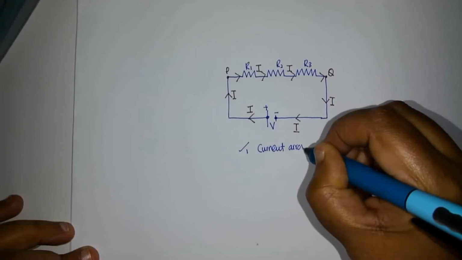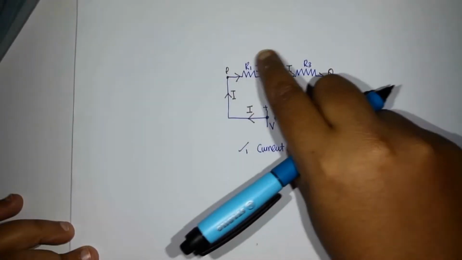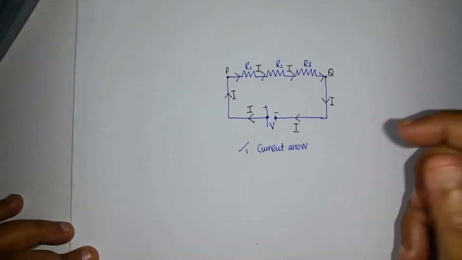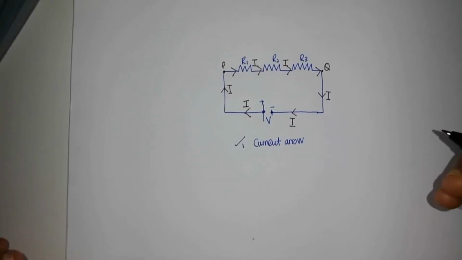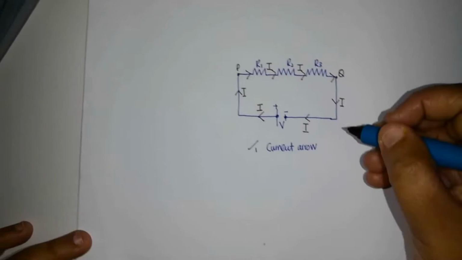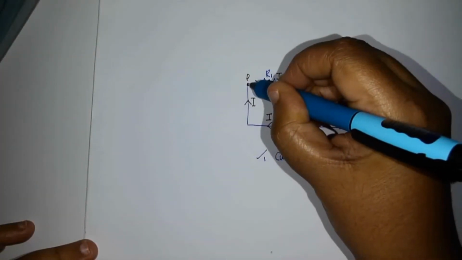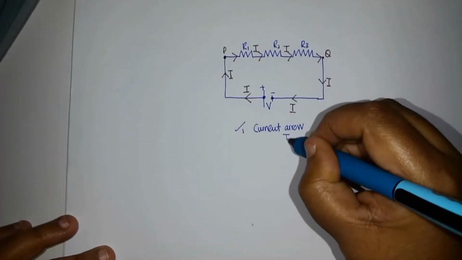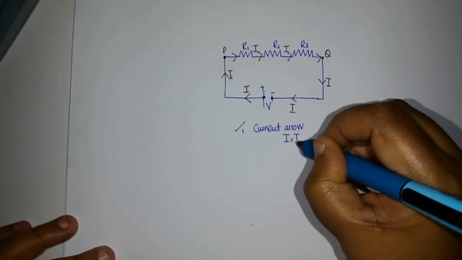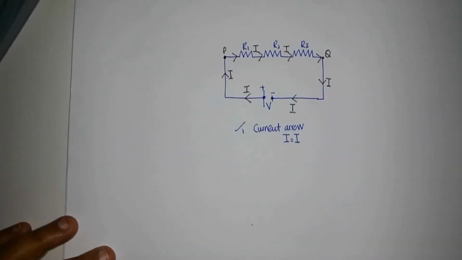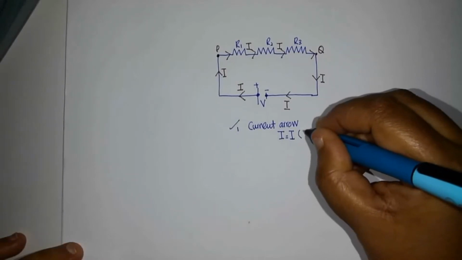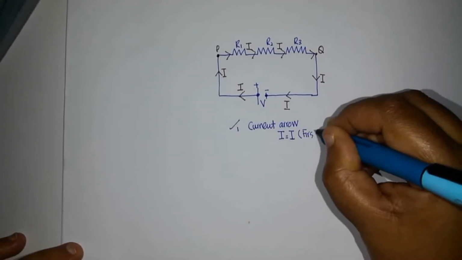The current arrow, which I have drawn already. From the current arrow I can apply Kirchhoff's first law. I just take any junction here. I notice the current is the same: current in is the same as current out. So from the first law, the same current flows in all the resistors. So this one will be Kirchhoff's first law.